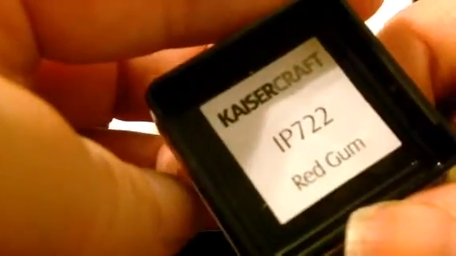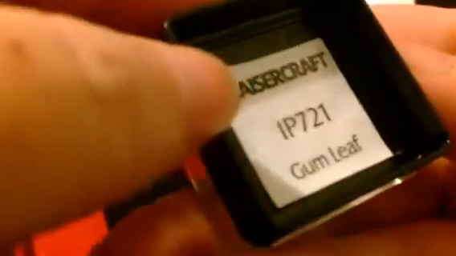Now, I'm trying to get this to go kind of true to color. The lamp's got a real kind of yellowish look to it. But, yeah, I think I'm going to go with the gum leaf. So those will be the two colors that I'm going to use from my card: the red gum and the gum leaf. Oh, that's interesting. That's very interesting. They're both gums.